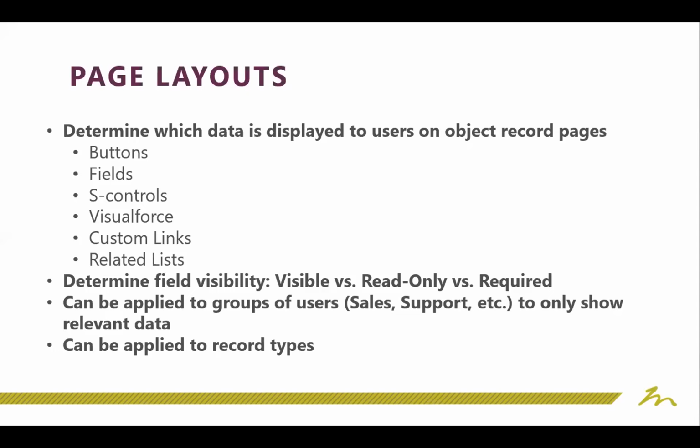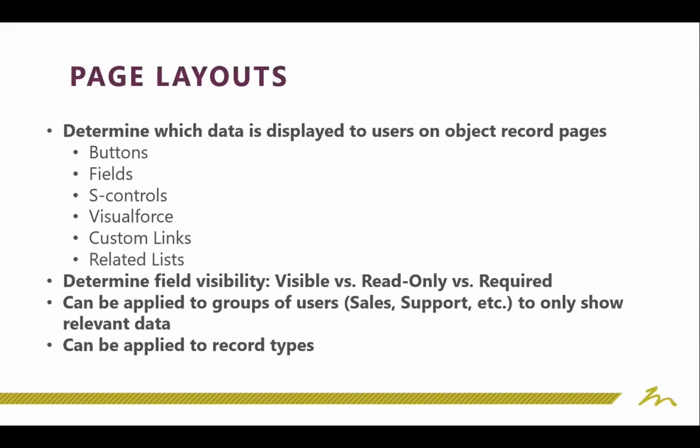When we're looking at page layouts versus record types, and all of these things are obviously interrelated, page layouts determine what the user sees. So which data is displayed to which users on object record pages. So it's the user experience, what they actually visualize. That includes buttons, fields, controls, Visualforce, custom links, related lists, that kind of thing. Page layouts also determine visible versus read-only versus required fields, so that ties into Tanner's presentation a little bit there.